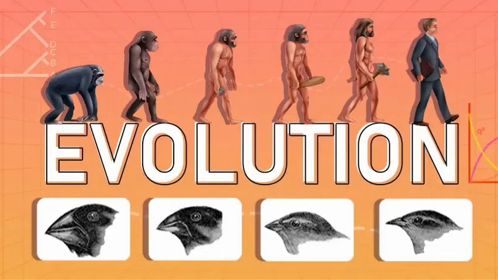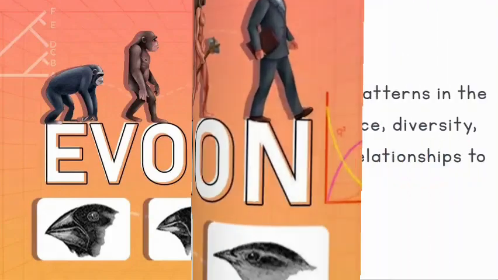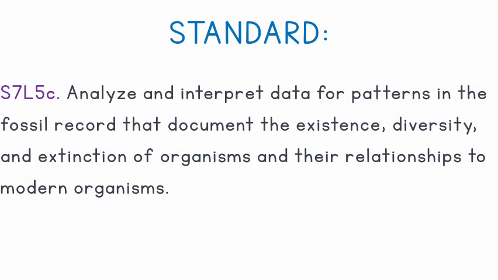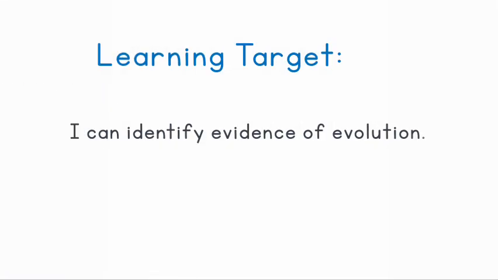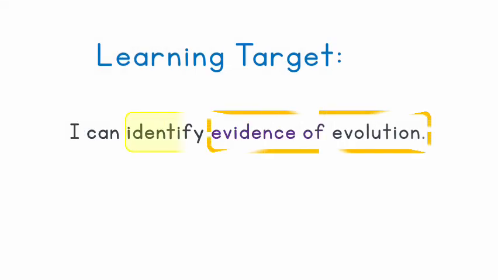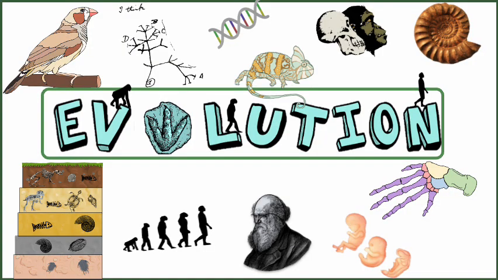As we continue in our evolution unit, our standard is S7L5C, where we analyze and interpret data for patterns in the fossil record that document the existence, diversity, and extinction of organisms and their relationships to modern organisms. Our learning target states I can identify evidence of evolution. So let's continue with wrapping up and looking at evolution.